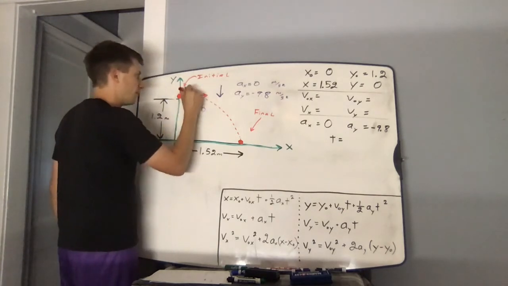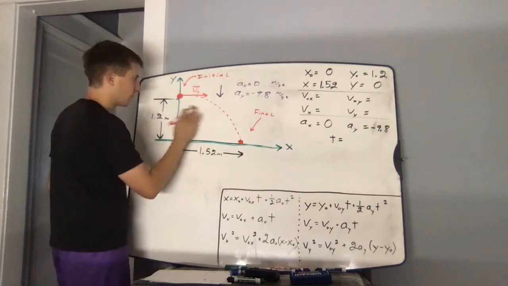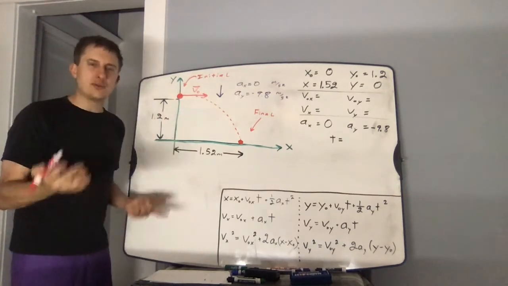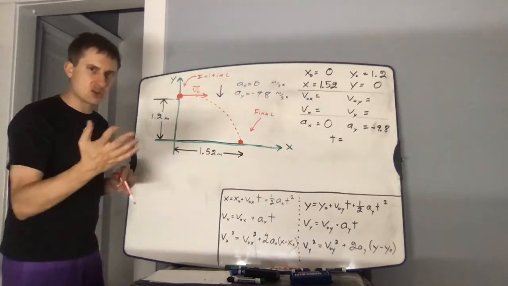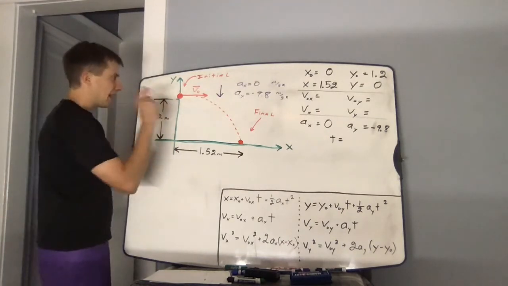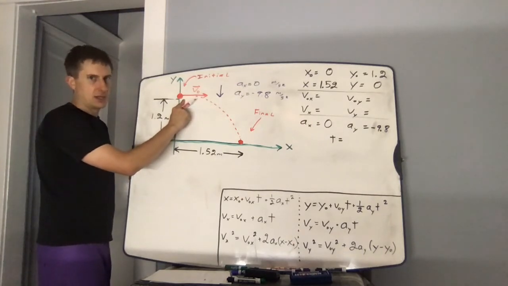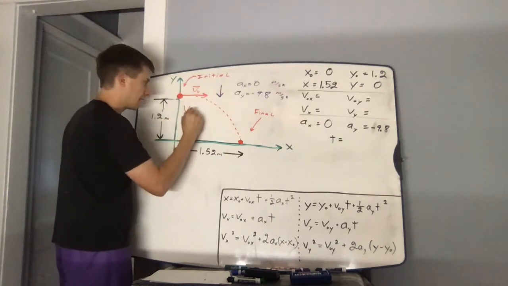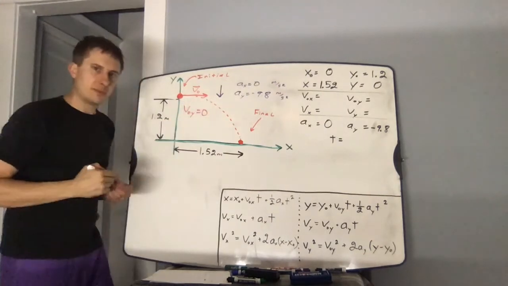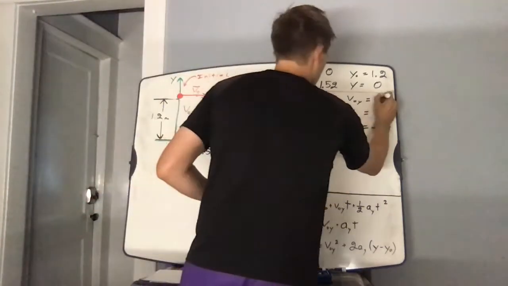So this is my v initial for the ball drawn as a vector. Now, I do not know what the ball's initial velocity in the x direction is, but I know the ball is not moving up, and I know the ball is not moving down. If you're not moving up or down, your v initial y is going to be 0. So I'm going to write v initial y as 0 also.